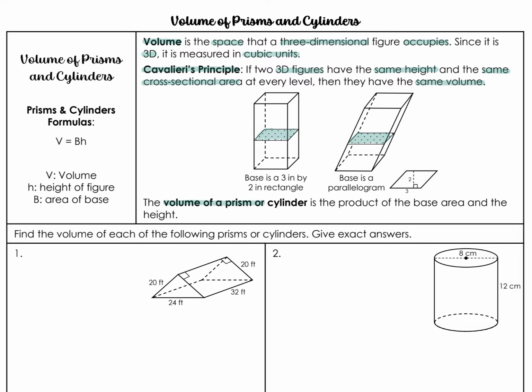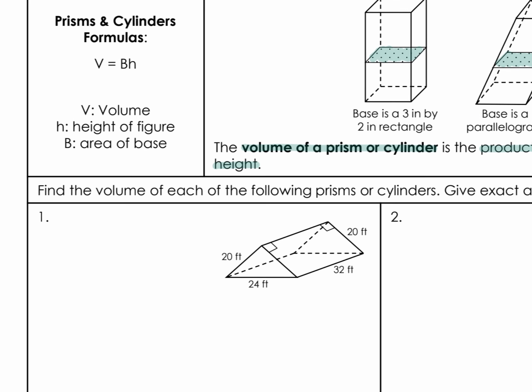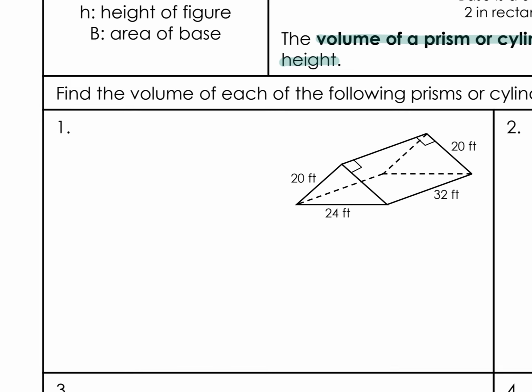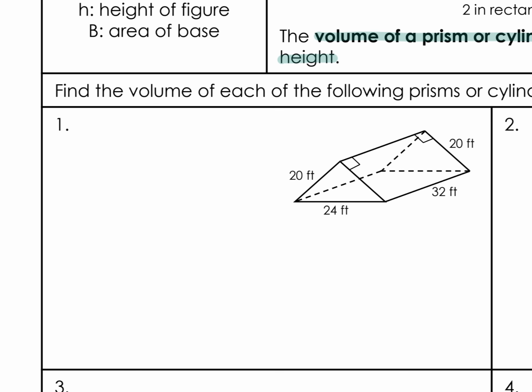Volume of a prism or cylinder is just going to be the product of the area of the base and the height of your 3D figure. So we have some examples that we're going to work through, and for all these examples, we're going to give exact answers only. So my preference when starting through with these problems is I'm going to start by just highlighting my bases.